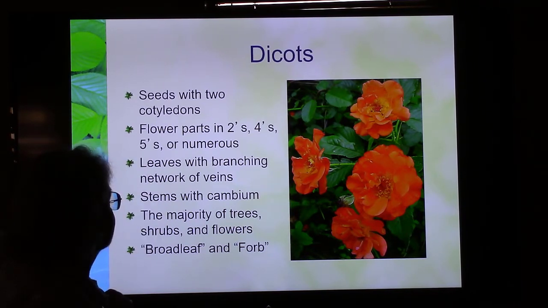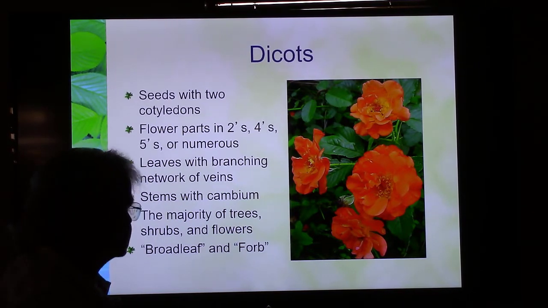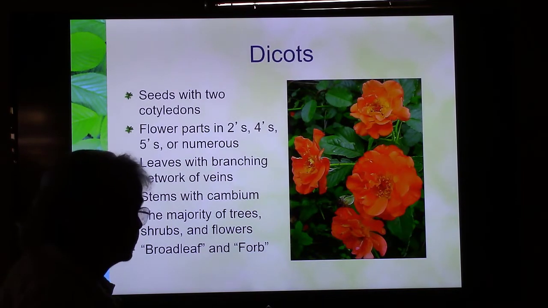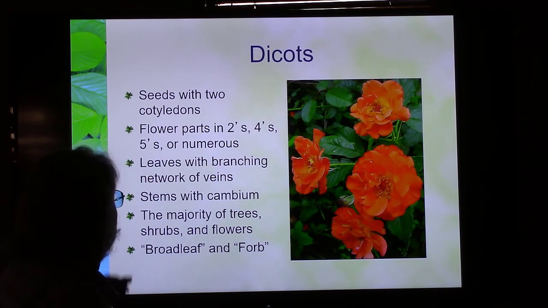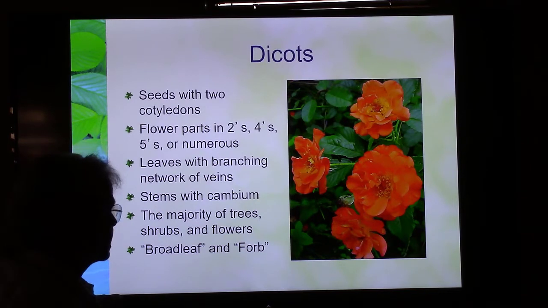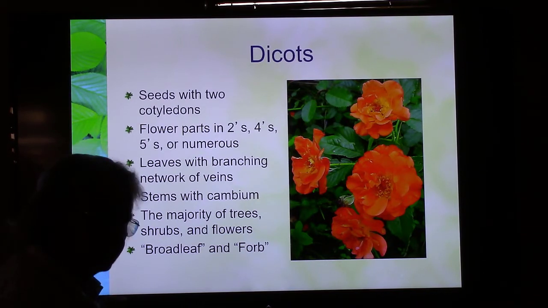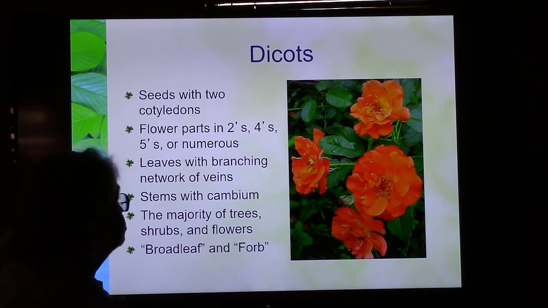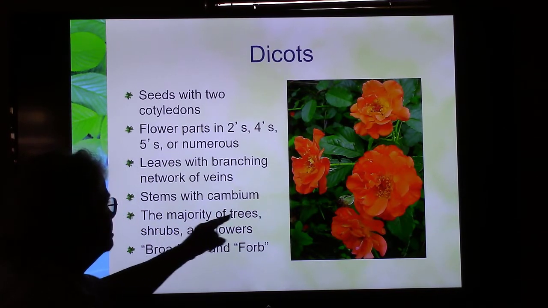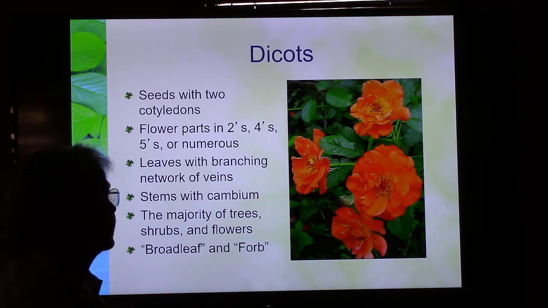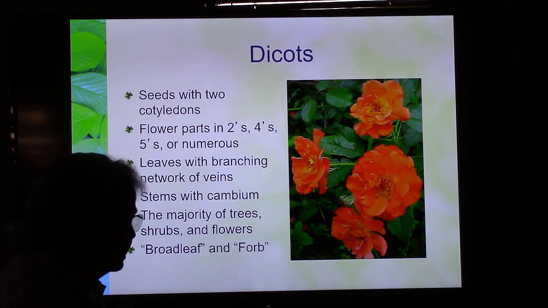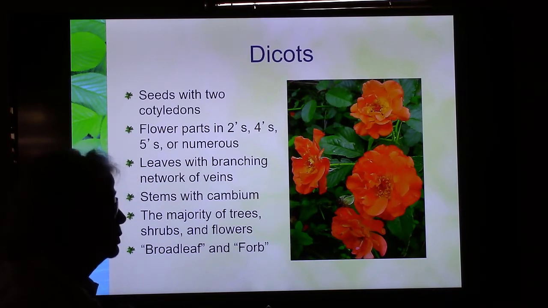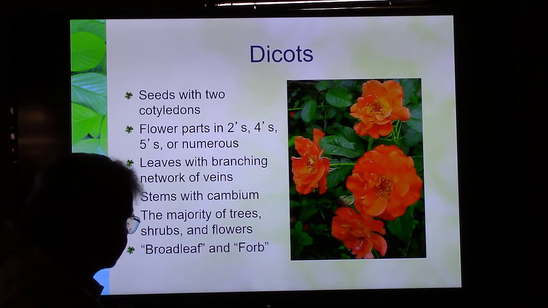Again, very conveniently, the flower parts, if we can count things like petals, we're going to find that the flower parts are not in threes. They might be in twos or fours or fives, or there might be so many of them that we don't even want to count them. But they're not in threes. So if we can count three, we can tell a monocot from a dicot if it's blue.